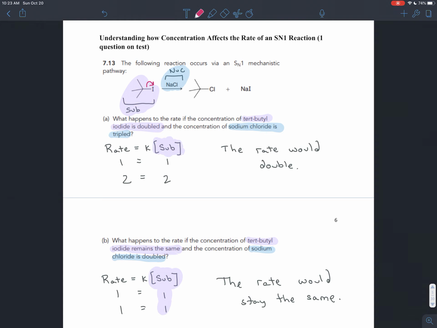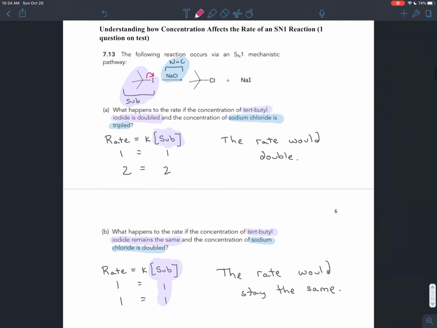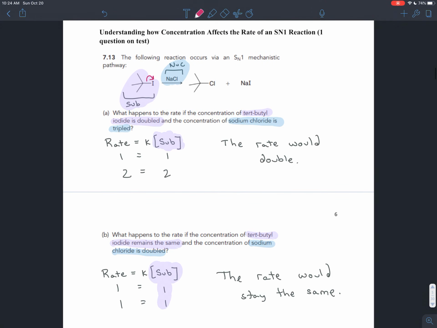And this is also how you can figure out whether a reaction is happening through an SN2 or an SN1 mechanism in the laboratory. If the concentration of the nucleophile does not speed up the reaction, then it must be happening through an SN1 mechanism. If adding more nucleophile does speed up the reaction, then it must be happening through an SN2 mechanism. Okay, so that's this exercise.